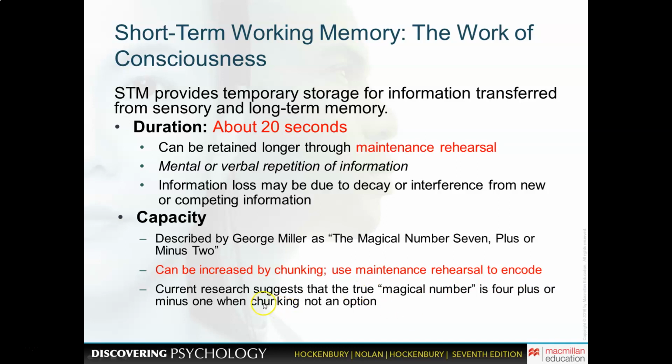Now, current researchers, though, have suggested that the true magic number, what we can really encode at any given time, is basically 4 amounts of information, which can be numbers or anything, plus or minus 1 when we're not able to chunk. So just something to keep in mind here. Let's move on.